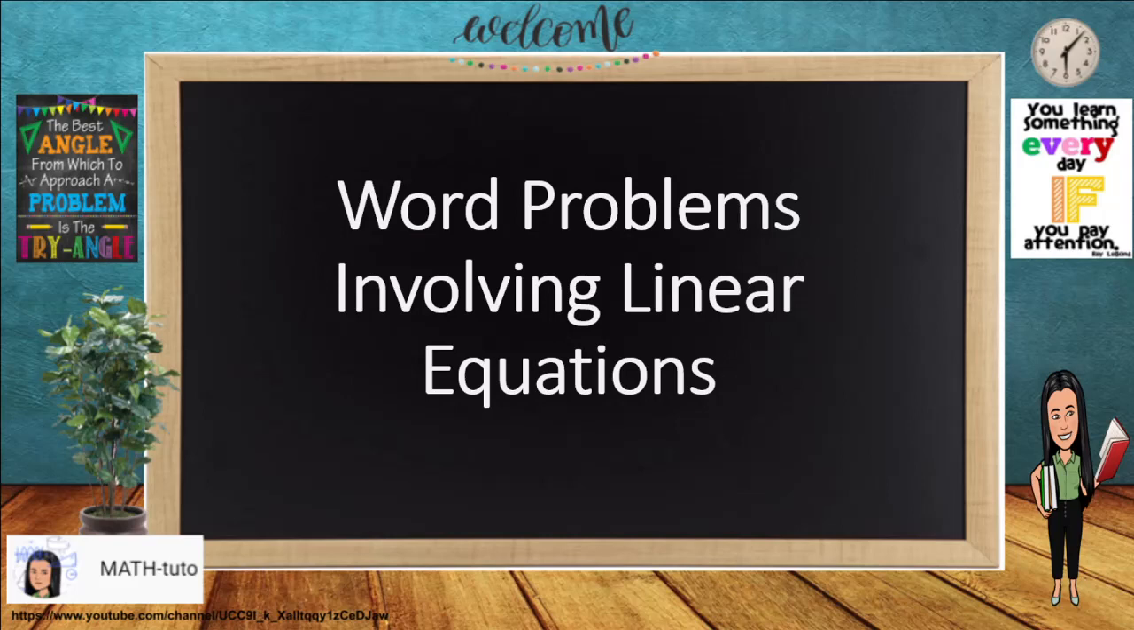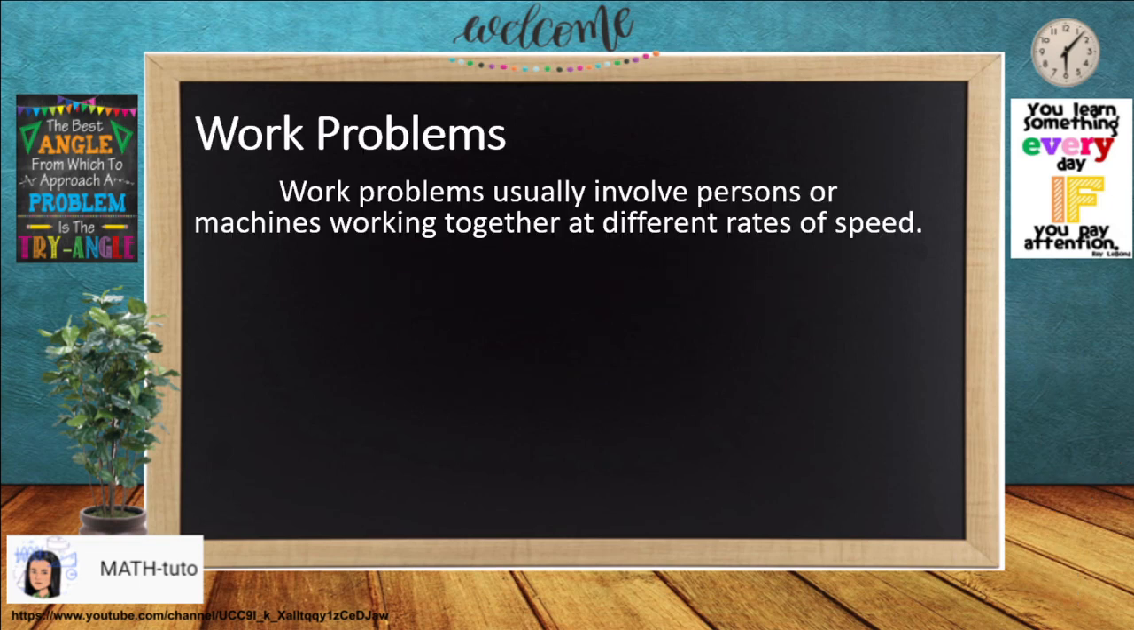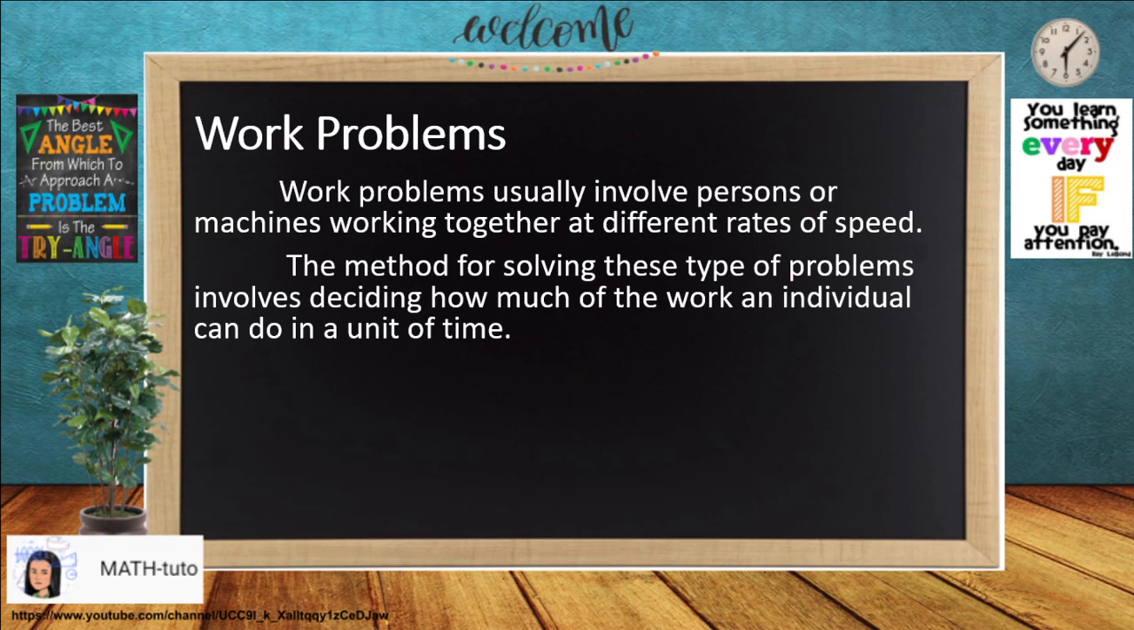Hello everyone! In this video, we are going to solve word problems involving linear equations in one variable, specifically work problems. Work problems usually involve persons or machines working together at different rates of speed. In solving this type of problem, it involves deciding how much of the work an individual can do in a unit of time, which is the rate of the individual or the machine.